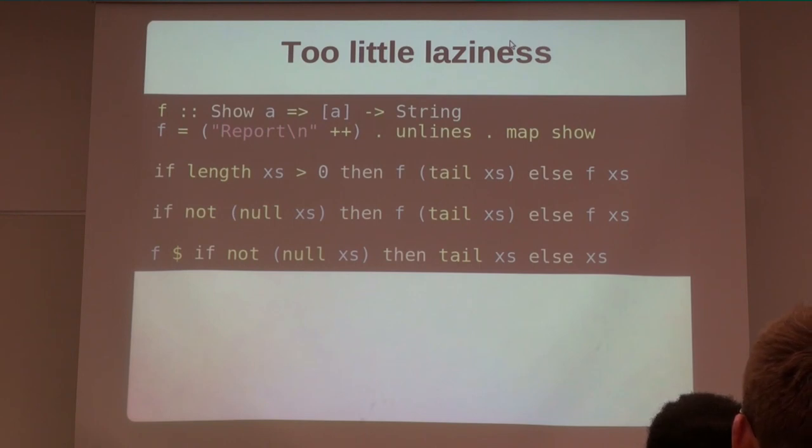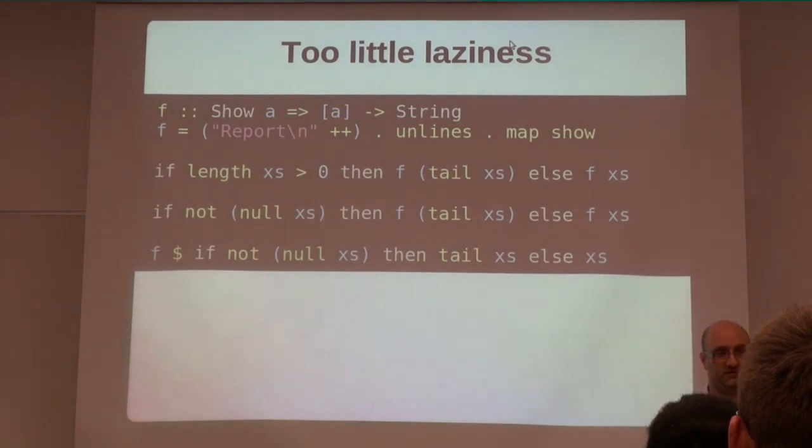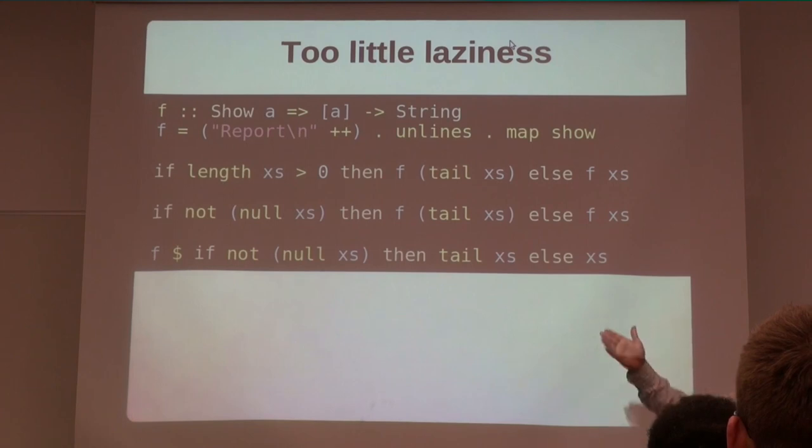So if x is an infinite list, then clearly the length of x is going to try and force the whole list, which it couldn't do. Even if it's just a very big list, why force it up front to know the length? We don't need to know that. All we actually care about is whether the length is greater than 0. What we really care about is, are there any elements at all? So let's just do that test. What we've done there is not have enough laziness, because we forced something that didn't need to be forced.